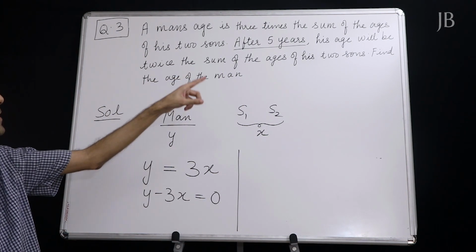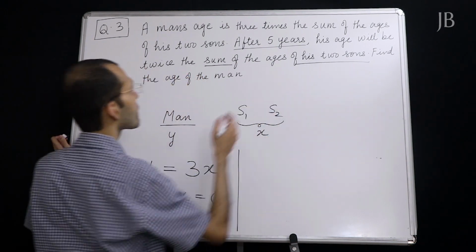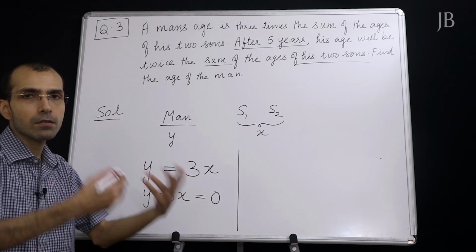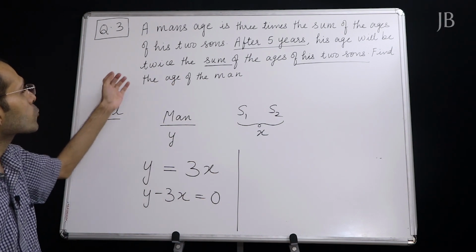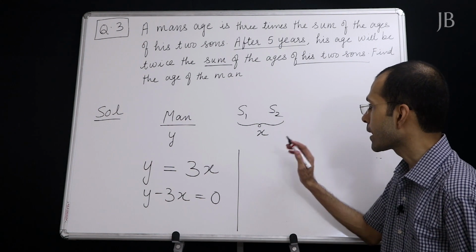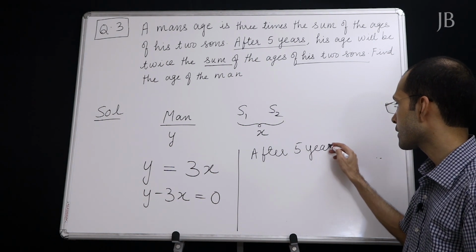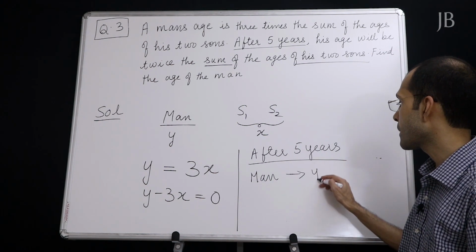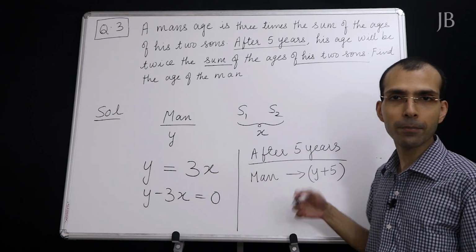After 5 years, his age will be twice the sum of the ages of his two sons. Now after 5 years, what will happen? The man will become 5 years older. And they are telling you the age of the man will be twice the sum of the ages of his two sons. After 5 years, man will be how much? Y plus 5. Do you agree? Right now, the age of the man is y, so after 5 years, he will become y plus 5.